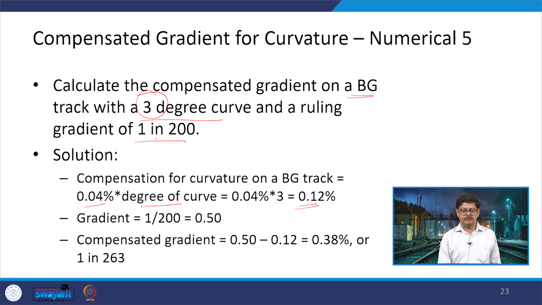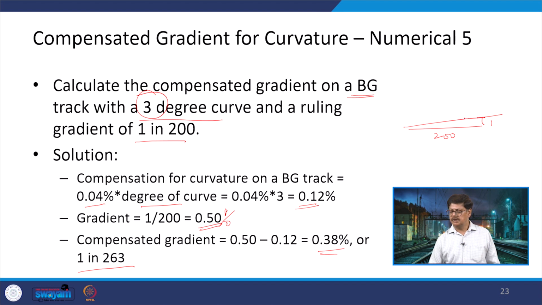The gradient which has been given is 1 in 200, it means 0.5% of gradient is there. So, the compensated gradient is going to be 0.5% minus 0.12, which is 0.38%, or it will be 1 in 263. It means the gradient has to be eased out from 1 in 200. So, it was 200 here and then 1 was there. Now, what is to be done is that this 1 has to be there in this 263 meters. So, that is the easing out which has been provided at this point.